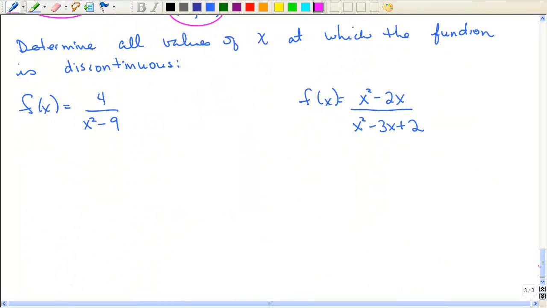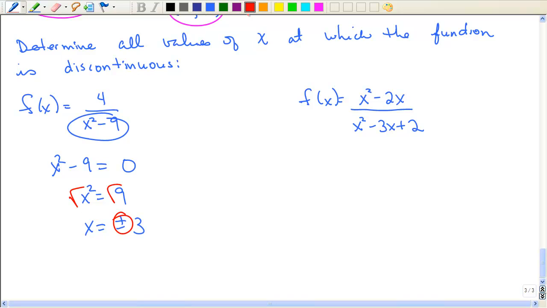Alright, now this one says determine all the values of x at which the function is discontinuous. It's the same thing, just kind of different directions. Right, so same type of thing. We're going to look at the denominator. You could either factor that or just solve. Just don't forget, when you take the square root, don't forget that plus or minus sign. So this would be discontinuous at x equal to plus or minus 3. In other words, it would be continuous everywhere except for plus or minus 3.